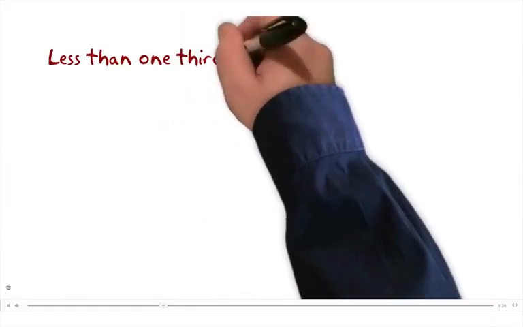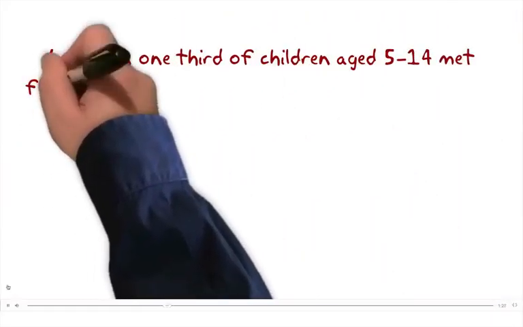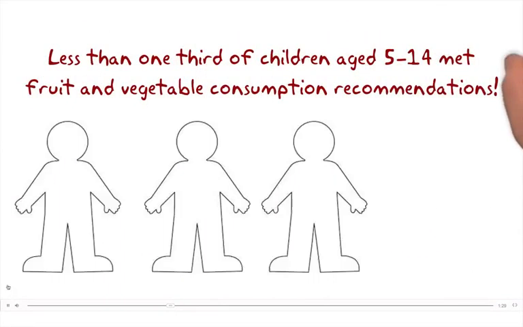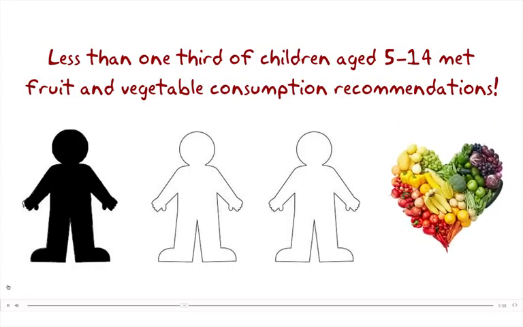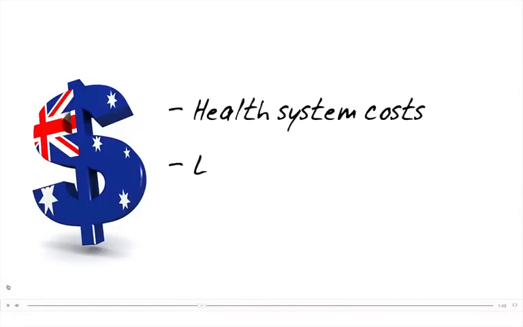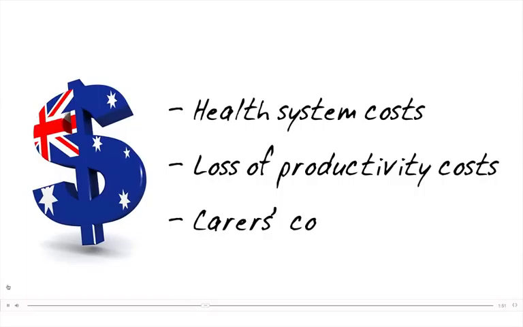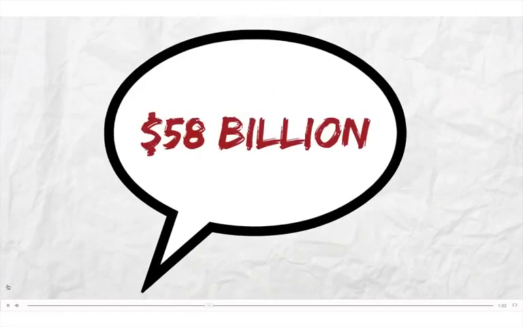Based on the 2011-2012 National Nutrition and Physical Activity Survey conducted by the Australian Bureau of Statistics, less than 1/3 of children aged 5 to 14 met fruit and vegetable consumption recommendations specified in the 2003 Dietary Guidelines for Children and Adolescents. In a report conducted by Access Economics in 2008, the total annual cost of obesity to Australia, including health system costs, loss of productivity costs and carers costs, was estimated at around $58 billion.